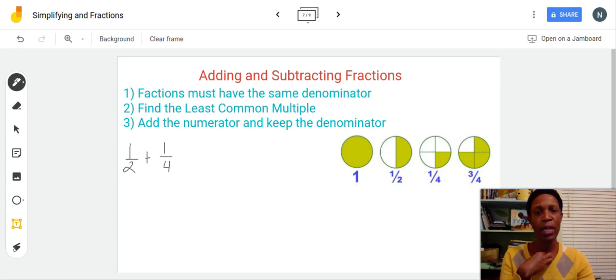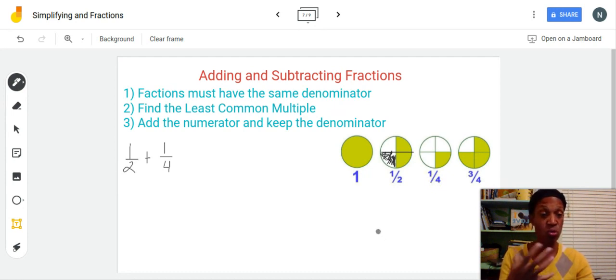Here we have 1/2, that's this picture, and here we have a quarter. So if we add 1/2 and a quarter, what should the answer be? All right, so here's 1/2, and we divide this into fourths, and we're going to add a quarter. Now looking at this, it looks exactly like this picture right over here. So 1/2 plus a quarter should equal 3/4.